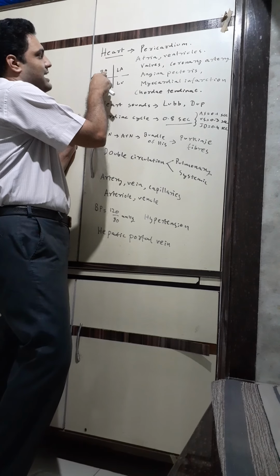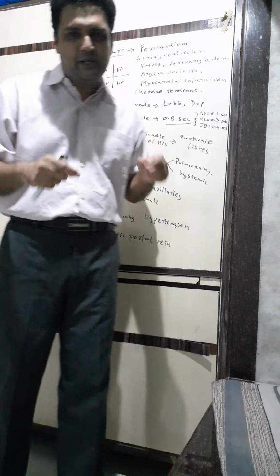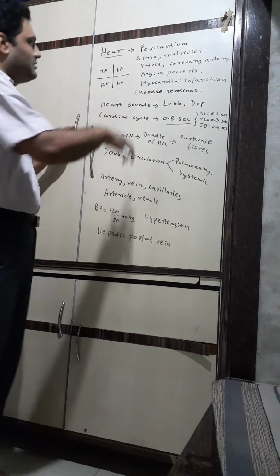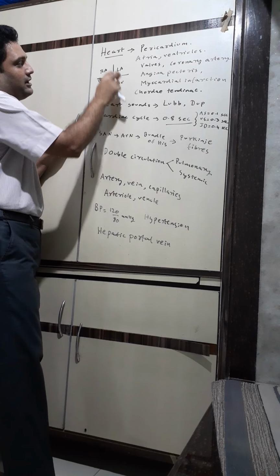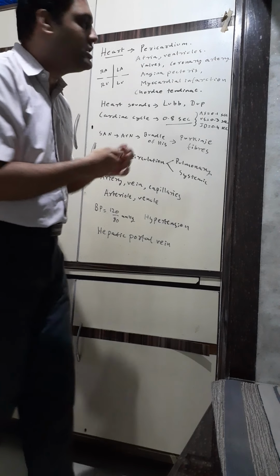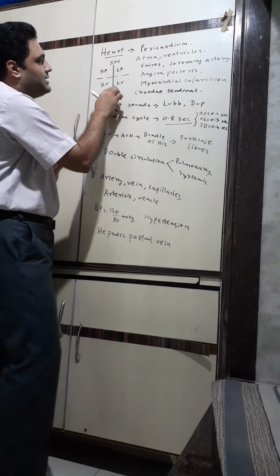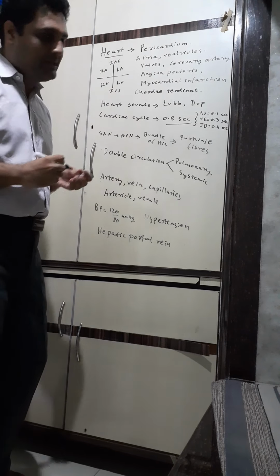So there is the right atrium. It's very difficult in such a condition for me to draw the heart and show you, so please understand with the help of this. Right atrium, left atrium, right ventricle, left ventricle. Between right atrium and left atrium, there is a septum or a partition, interatrial septum. Similarly, between the two ventricles, interventricular septum.